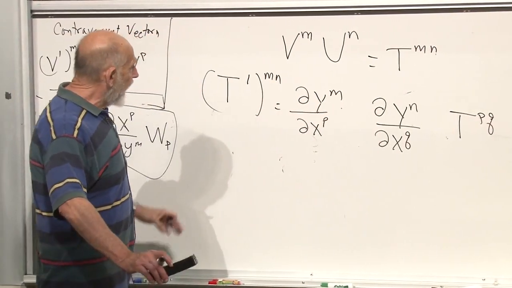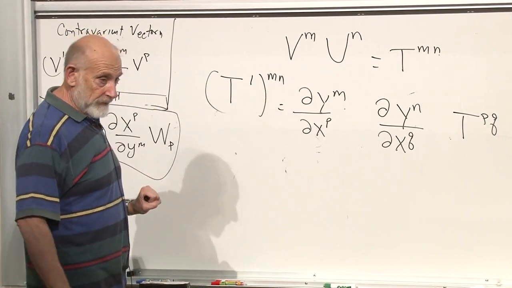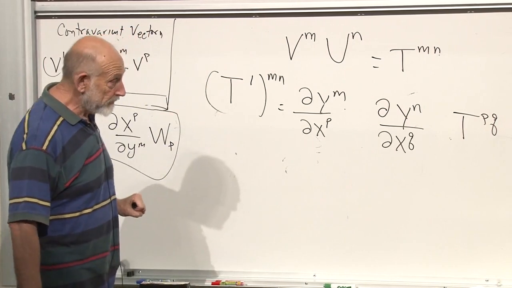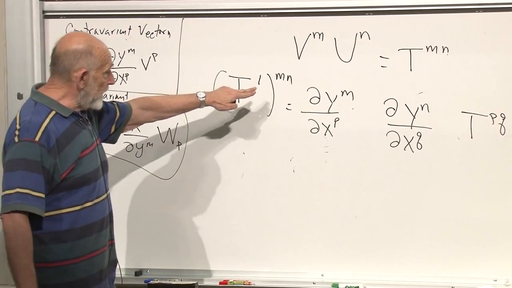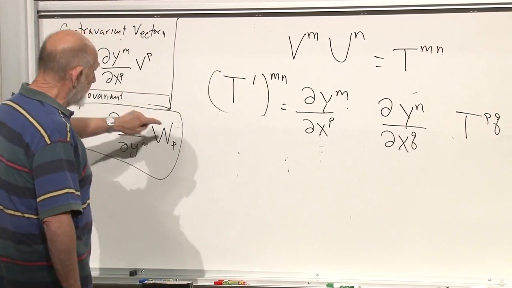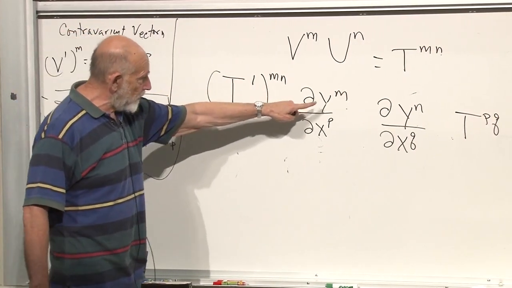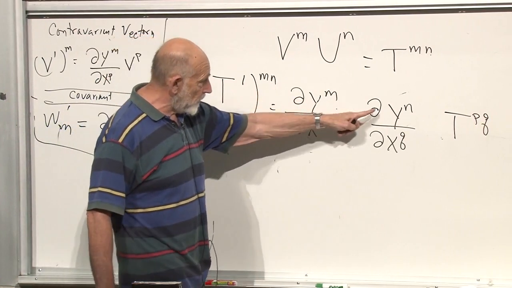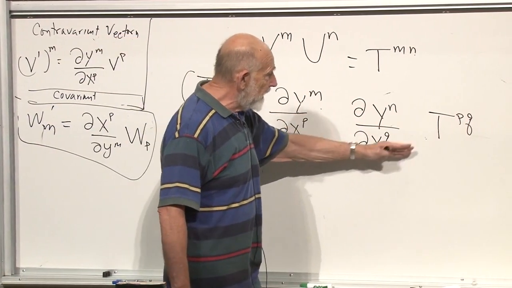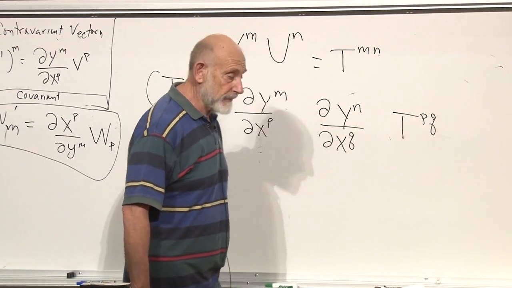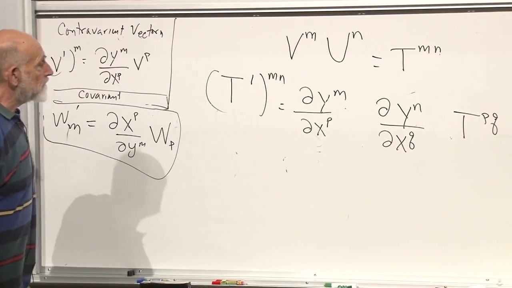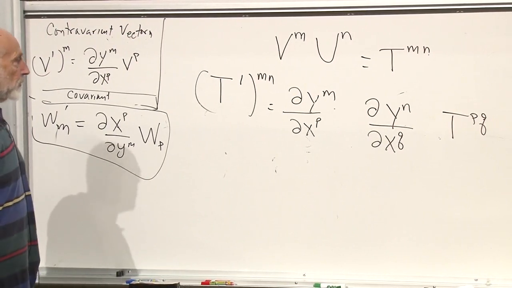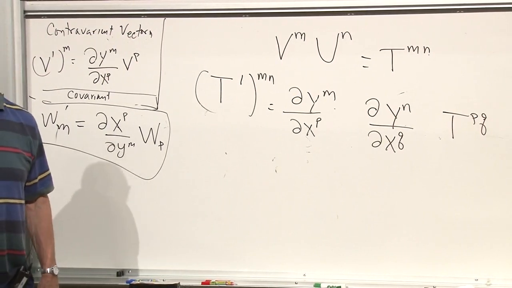Anything which transforms like this is called a contravariant tensor of rank 2. For each index, there's an operation. For the m index, there's an operation dy^m by dx^p. For the n index, there's a dy^n by dx^q, and then you multiply it by T^{pq}. This is a tensor with two contravariant indices.